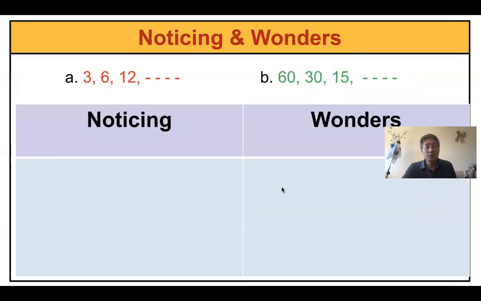So for the example, you have two sequences. The first is 3, 6, 12. The second is 60, 30, 15. What do you notice? The first one is increasing, doubling each time, right? But the second one is getting cut in half each time. So how do you find the explicit formula?